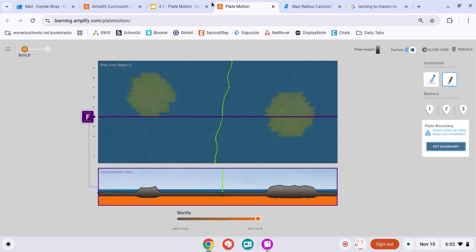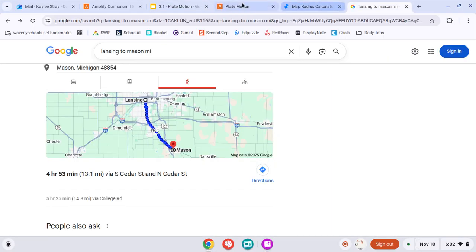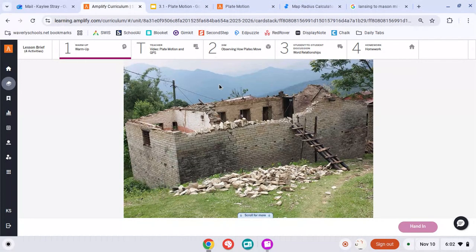We are going to do our warm-up on the Add Puzzle, so you do not have to go find it on Amplify. This is a picture of a house. This picture fell apart due to an earthquake. Your first question that I would like you to answer is, if we don't have earthquakes, can we feel our plates move? Yes or no, and why? Please give me what you think.